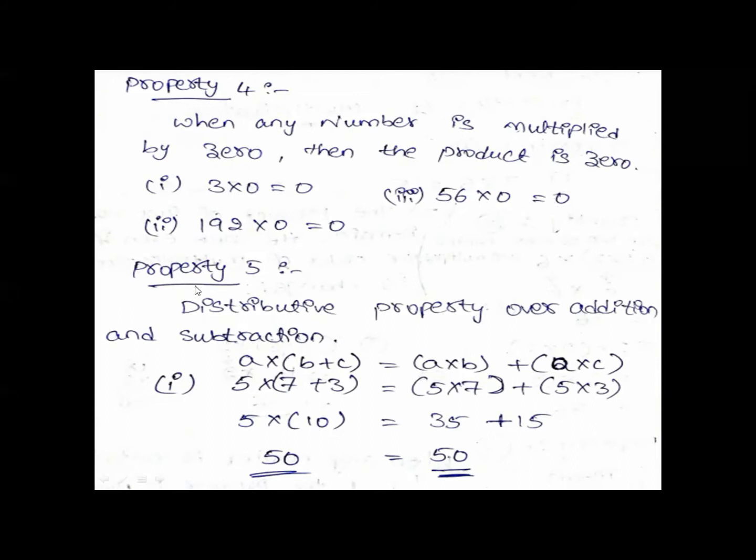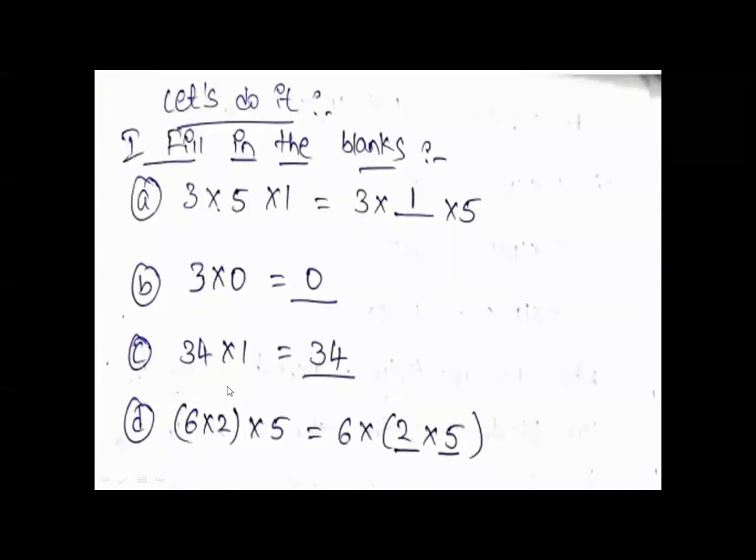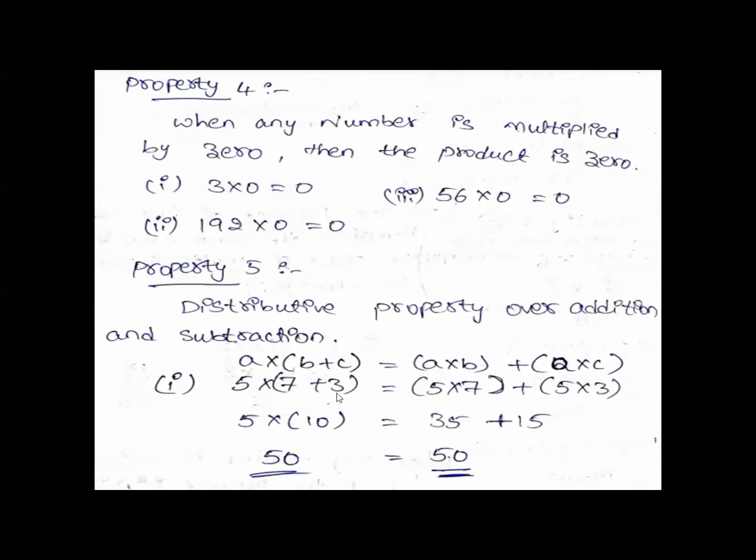Property 5. Distributive property over addition and subtraction. A into, in brackets, B plus C. Here into is the multiplication, plus is addition. Let us see an example. 5 into, in brackets, 7 plus 3. 5 as it is, into, we have to add 7 plus 3, 10. 5 into 10, how much? We are multiplying now. The product is 50.